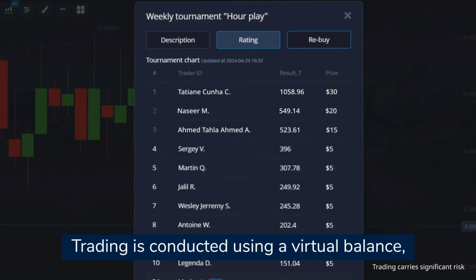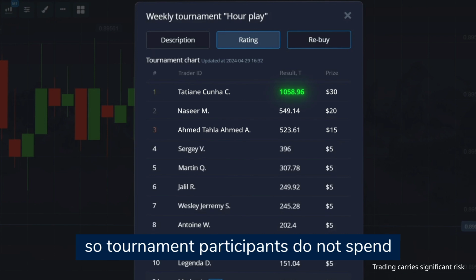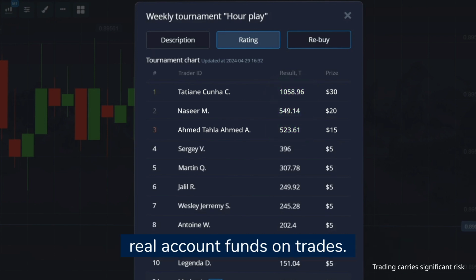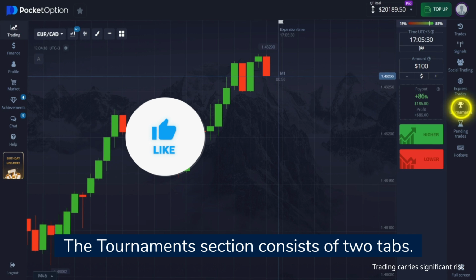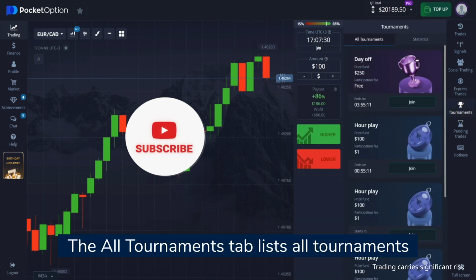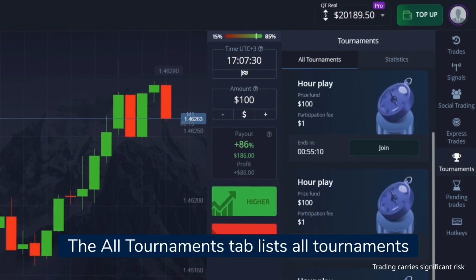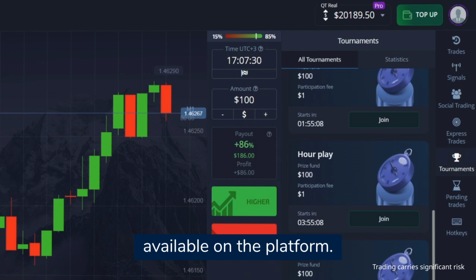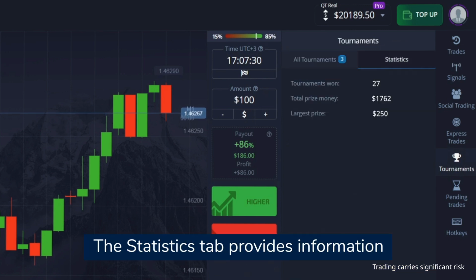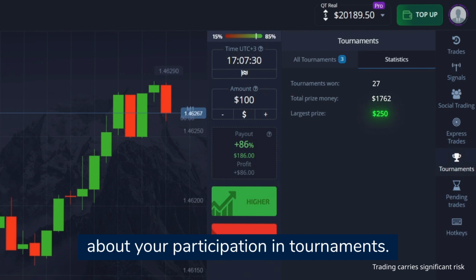Trading is conducted using a virtual balance, so tournament participants do not spend real account funds on trades. The tournament section consists of 2 tabs. The All Tournaments tab lists all tournaments available on the platform. The Statistics tab provides information about your participation in tournaments.